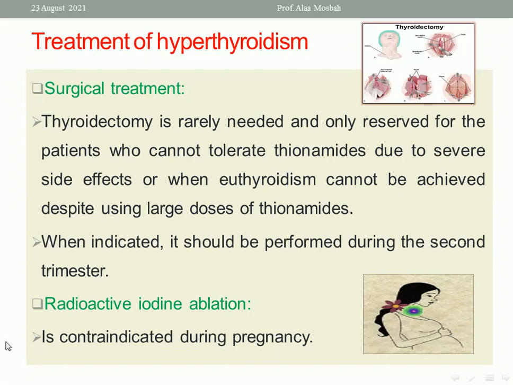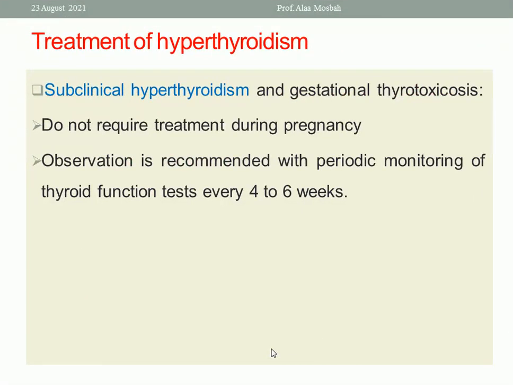As I mentioned before, the third line, which is radioactive iodine ablation, has no role in pregnancy because it is teratogenic and can cause many congenital malformations, so it is contraindicated during pregnancy. What about subclinical hyperthyroidism and gestational thyrotoxicosis? Both of them don't require treatment during pregnancy. You just do observation, with periodic monitoring of thyroid function tests every 4 to 6 weeks. That's it.